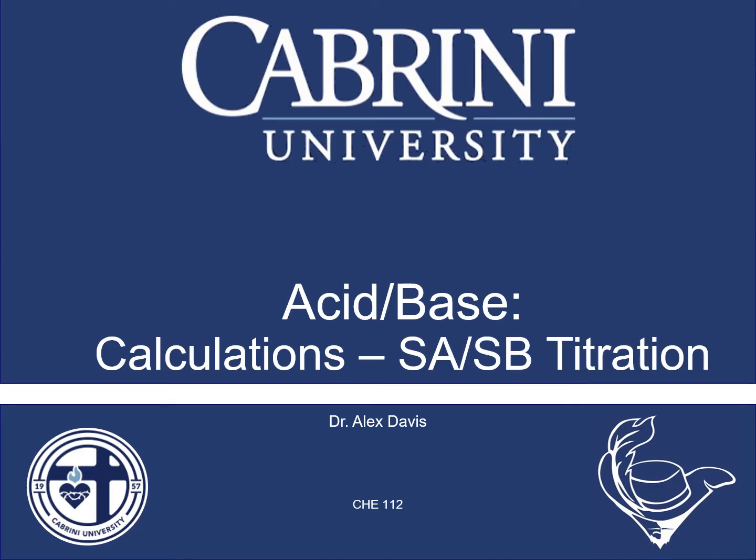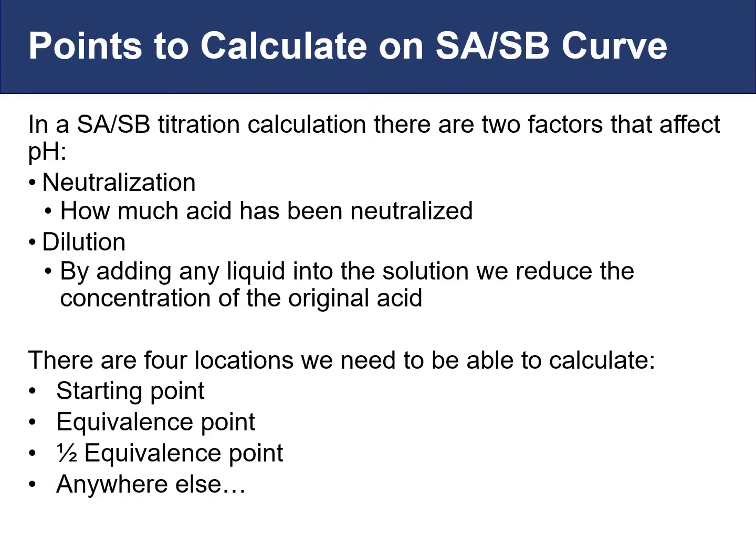In this video, we'll be discussing, within the realm of acid-base chemistry, how to calculate different locations along a strong acid, strong base titration curve. In any strong acid, strong base titration calculation, there are two factors that will affect your pH. One is the neutralization, essentially how much acid has been neutralized. How much base did you add? That's the amount of acid that was neutralized.